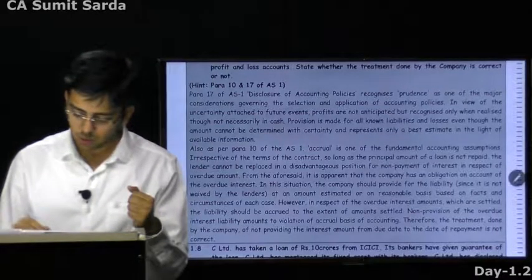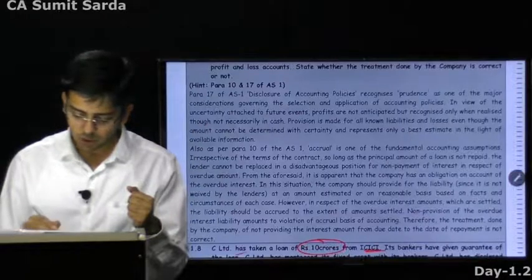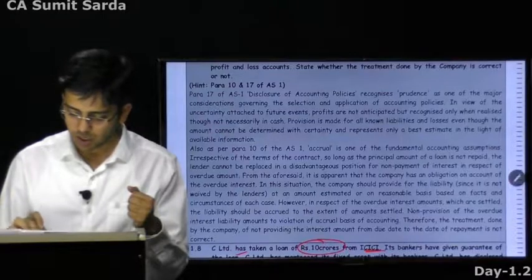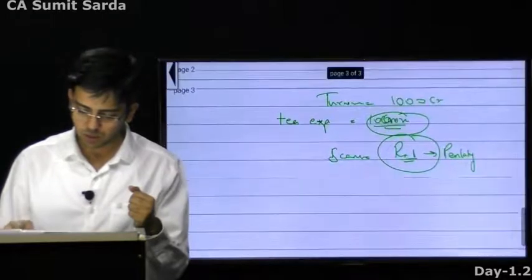C Limited has taken a loan of 10 crore rupees from ICICI. Its bankers have given guarantee of the loan. C Limited mortgaged the fixed asset. C Limited has disclosed it as unsecured loan. What is it saying?